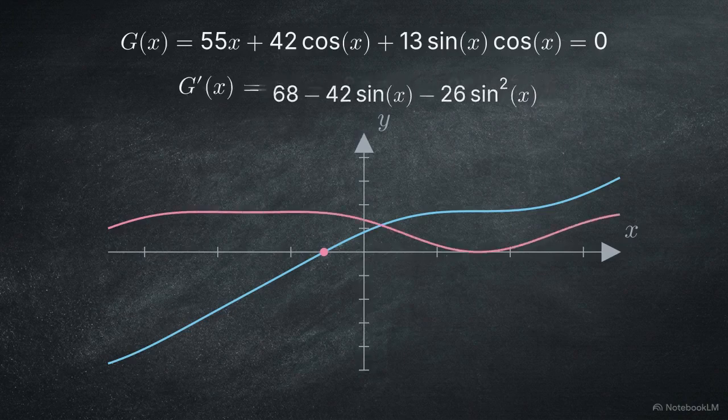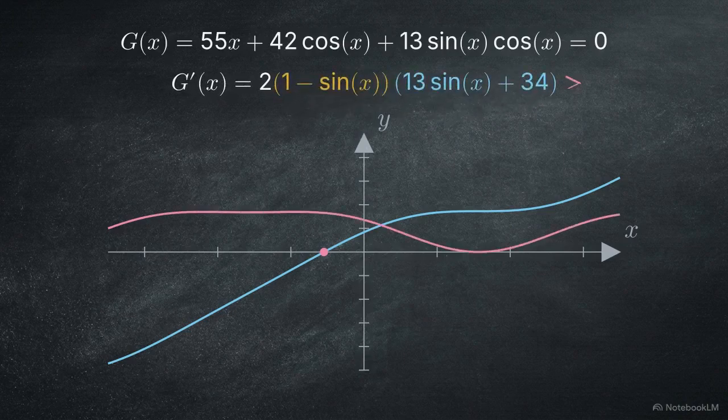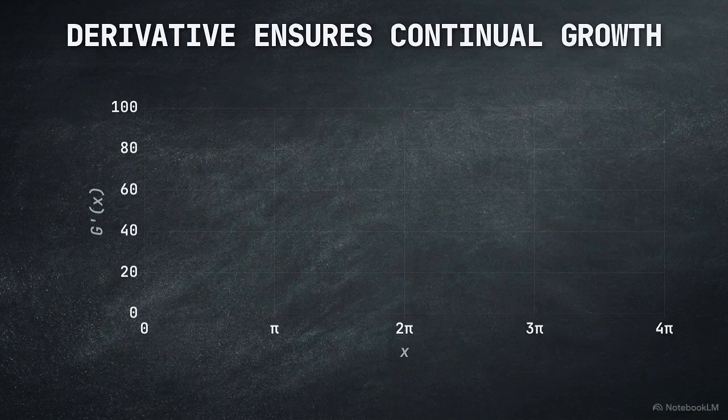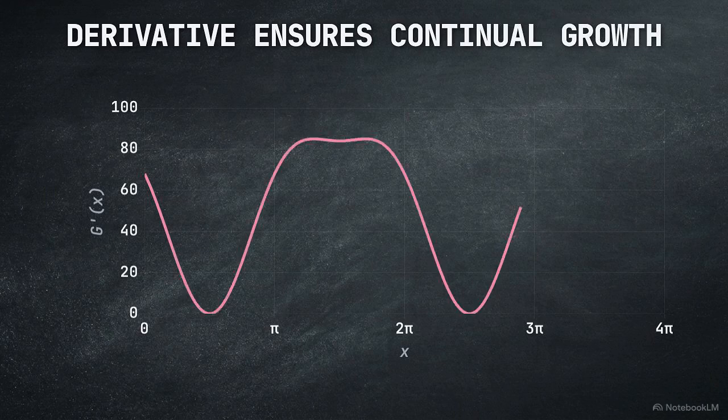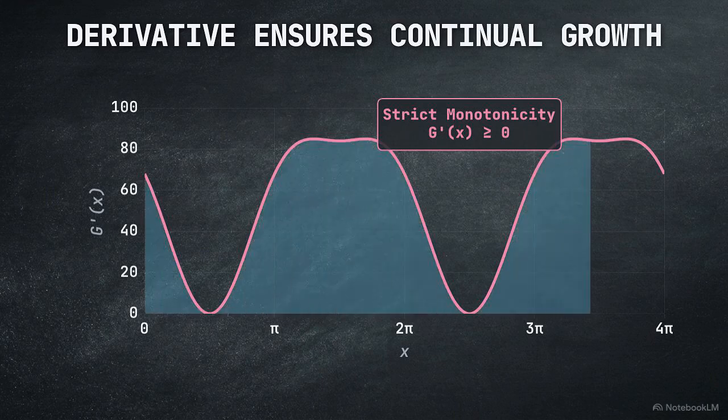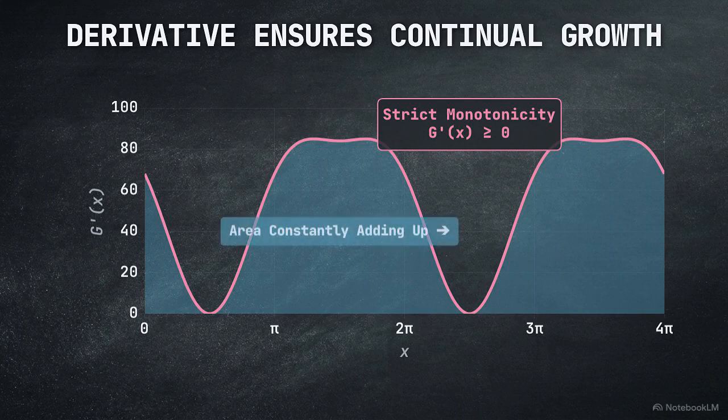Taking the derivative of g of x gives us its rate of change, which factors cleanly into 2 times 1 minus s times 13s plus 34, where s is the sine of x. Again, the value of s is locked between -1 and +1. Because of this boundary, neither of the factored components can ever be negative. This guarantees that the derivative is always positive, a condition known as strict monotonicity. Strict monotonicity means that the area under this derivative curve is constantly adding up, forcing the original function to continually increase without ever dipping down.